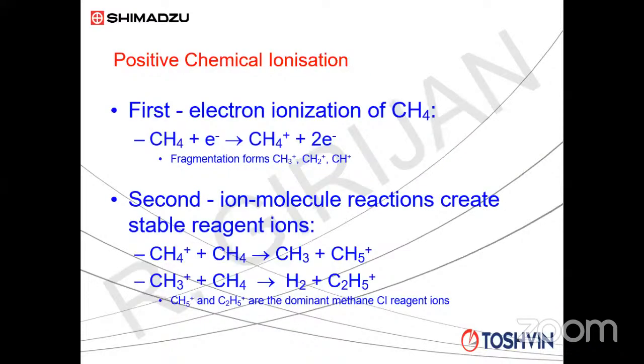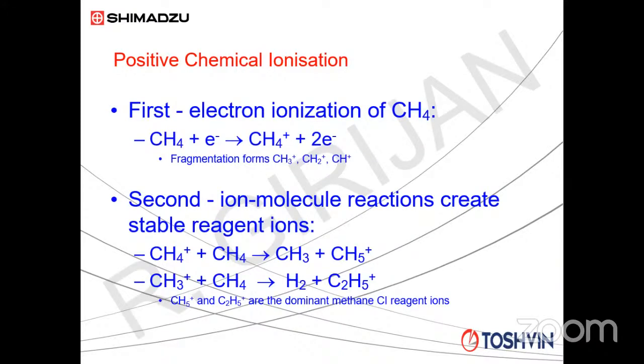So this is how these reactive ions are formed. First, methane will be bombarded by electrons. CH4 will undergo ionization. Then there will be subsequent ion molecular reactions. And then there will be formation of CH5 plus and C2H5 plus. These are the two dominant ions which are produced in very, very high concentration, more than 85 to 90%.